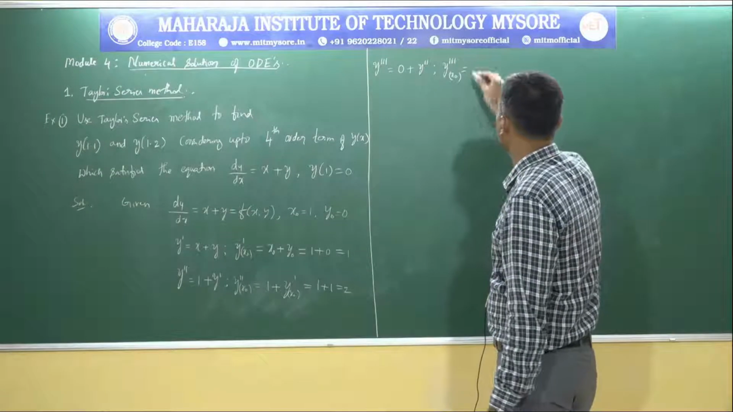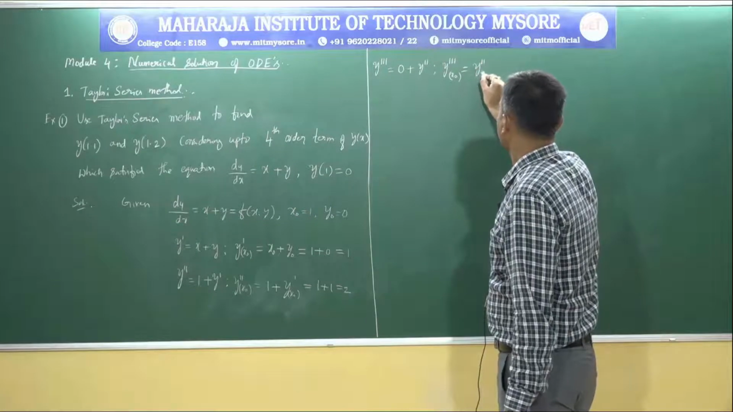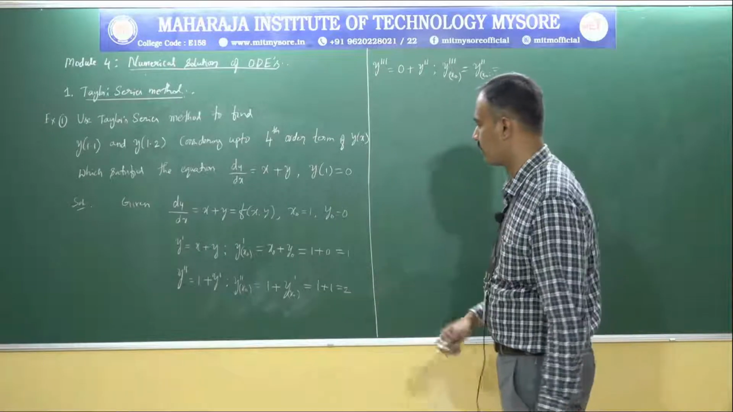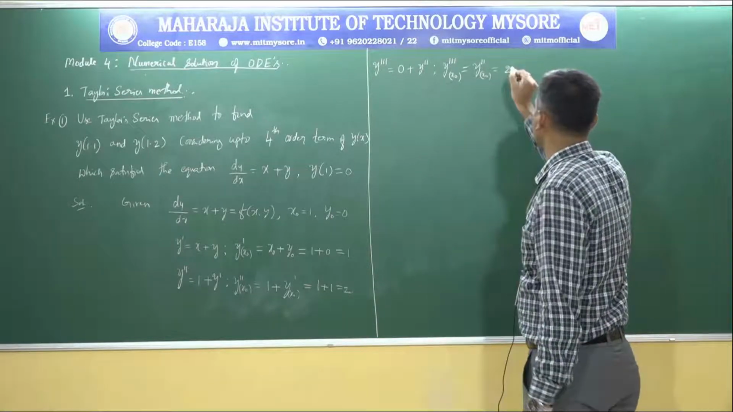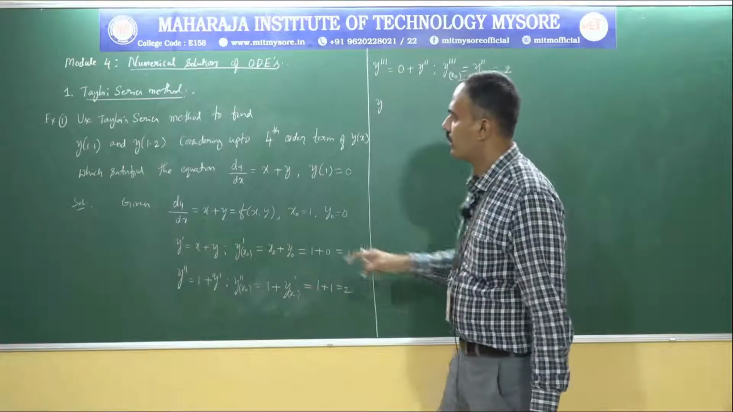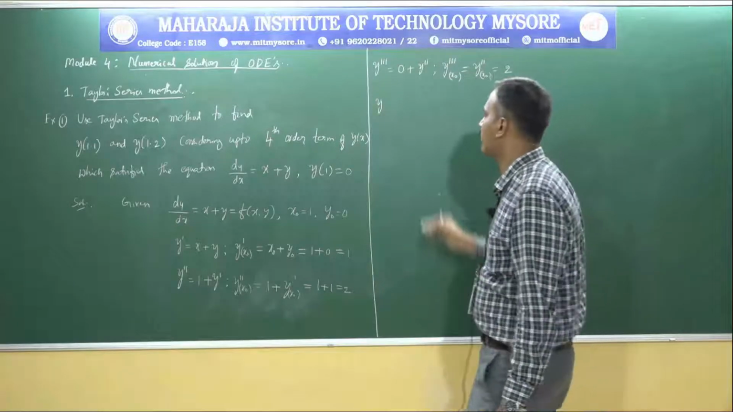Y triple dash of x naught here is y double dash, the previous value, which we can consider in terms of the earlier result. Now we can assign y double dash of x naught, initializing with the previous data, and specify it in terms of the 2 here. Likewise, in the question we are considering up to the 4th order term.